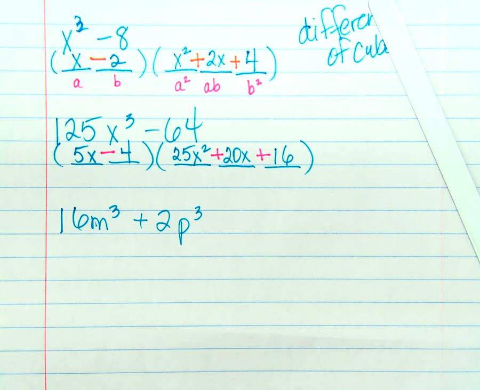All right, what do you notice? They're both cubed, right? Same pattern? Okay, so this time we have two different variables, don't we? Is this the difference of cubes? It's clearly cubes, right? But it's the sum of cubes, isn't it?